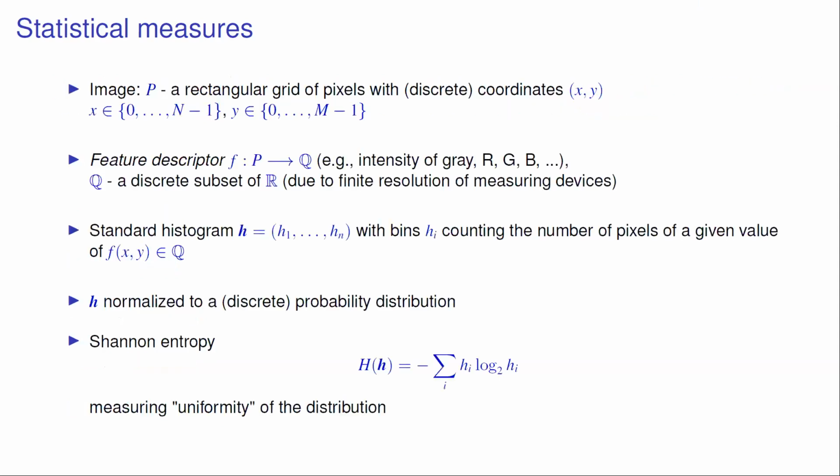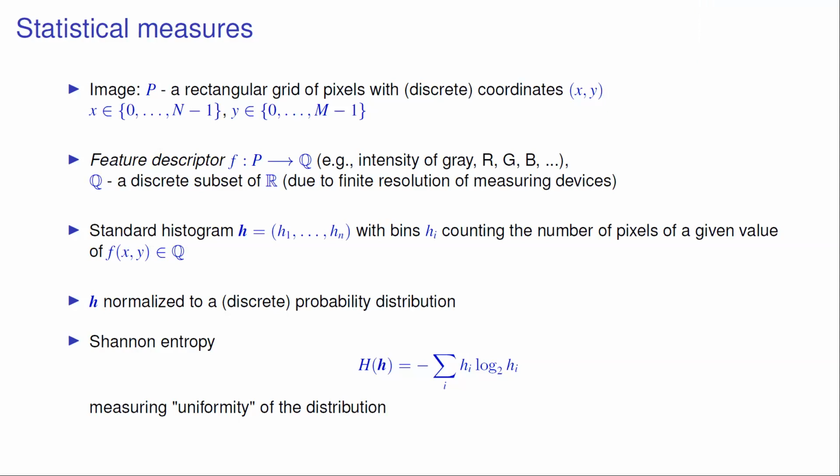There are several of them. So let me give you the overview of how they are usually constructed. You have a rectangular grid of pixels with grid coordinates x and y, and you have some kind of feature description f, which simply maps this feature into integers. These are, for example, intensity of gray, or intensity of green, blue, or something like that.